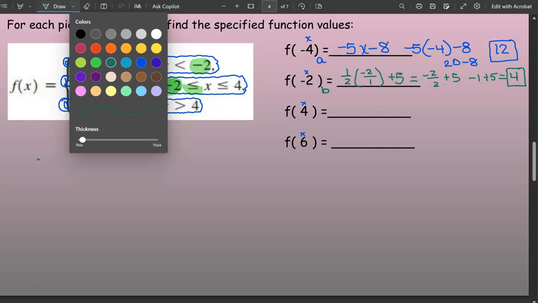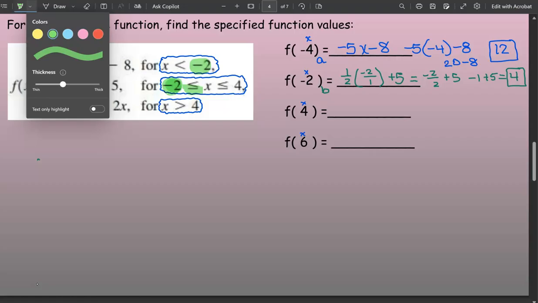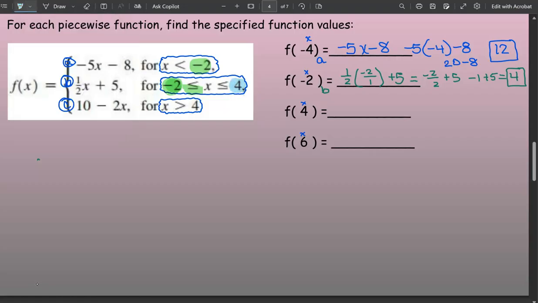Again, f of 4, we have to pay very close attention because here we have a 4 and here we have a 4. But recognize this one has the equal to, so we'll be using equation letter B again. So that's 1/2 times 4 over 1 plus 5. That gives me 4 over 2 plus 5, which is 2 plus 5, which is 7. If you're wondering where I'm getting this 4 over 2, since we're multiplying fractions, you just multiply your numerators, multiply the denominators.